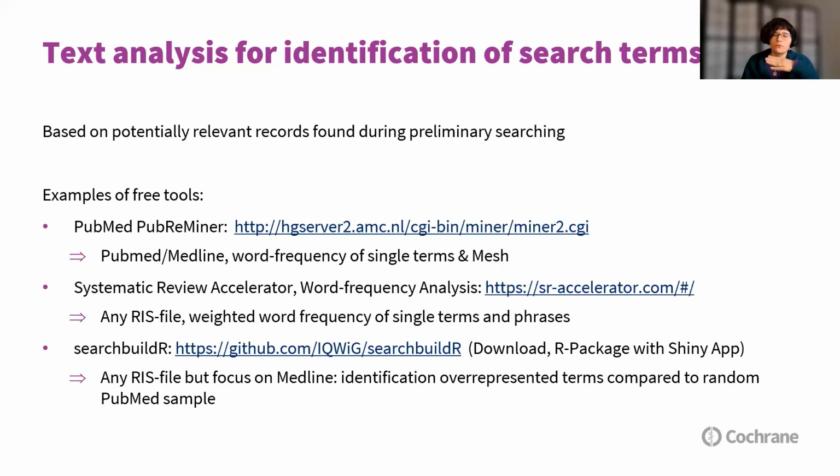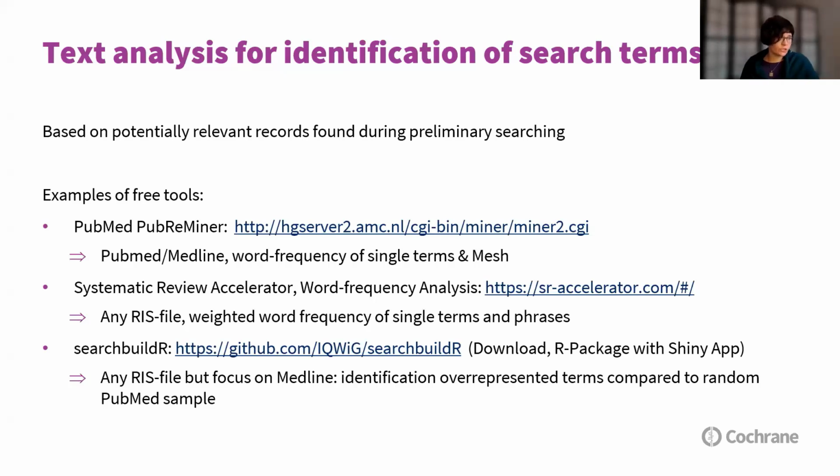It gives you word frequencies of single terms and also of mesh terms. It's very easy to use and very useful. Then we have the Systematic Review Accelerator, which includes a word frequency analysis tool, which can be used with any type of database results. So it's not limited to PubMed. And it can show weighted word frequency both of single terms and of phrases.